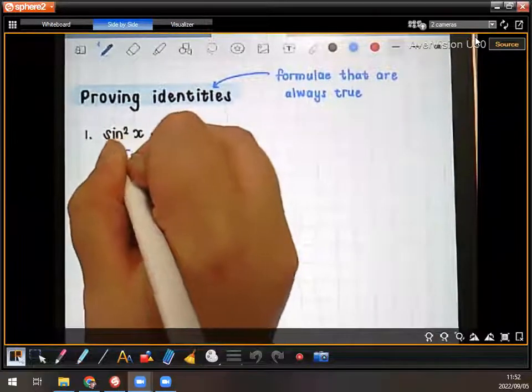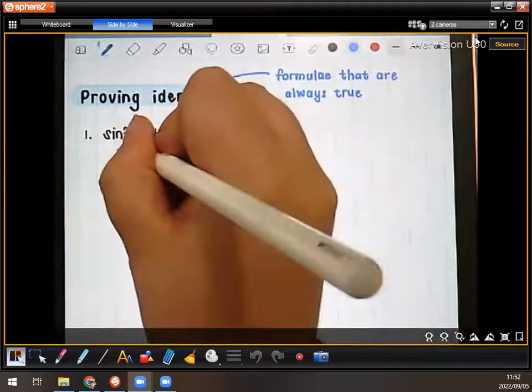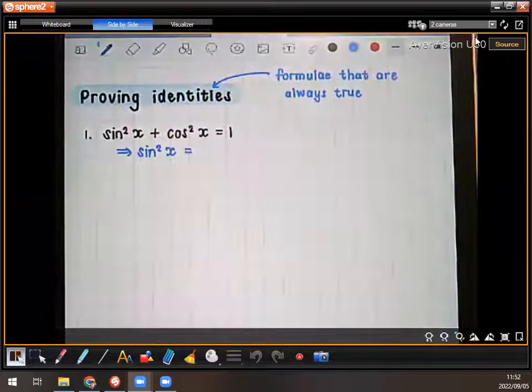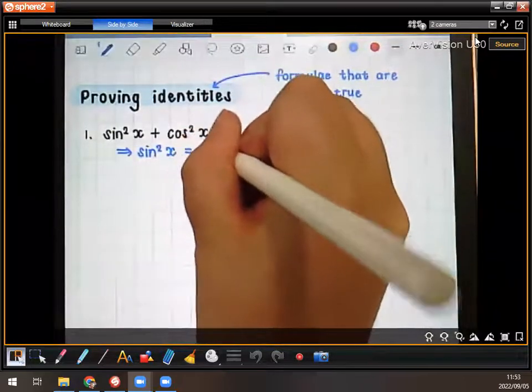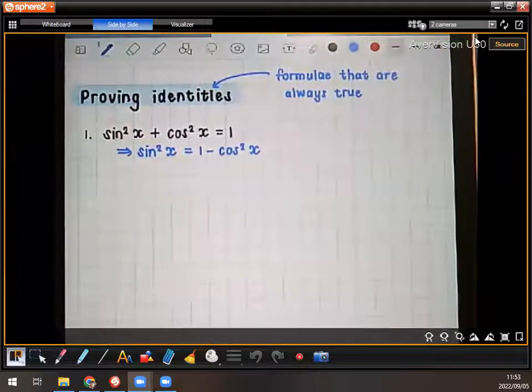Okay, so I'm going to use a then arrow because this next formula is coming from this identity. If I make sine squared x the subject, meaning I'm going to move that cos squared x over to the other side. What did I already have on the other side? The 1. And if I move it past cos squared x, it's going to become minus cos squared x. So this is going to be 1 minus cos squared x. That is like an extra formula that we're getting from that identity.